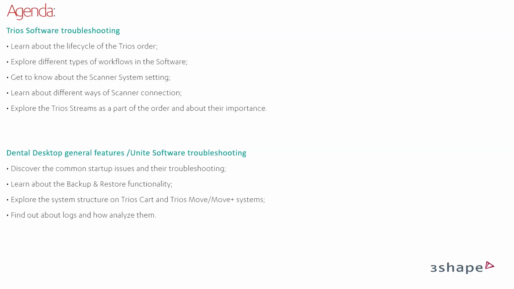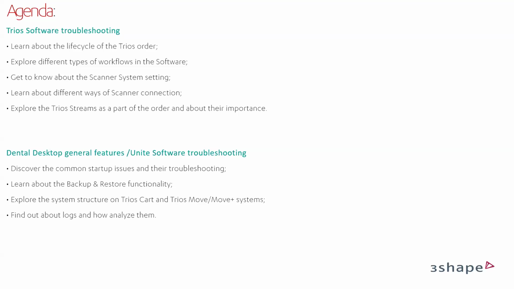The second part is dedicated to Dental Desktop. It's the previous kind of software that we have. We will cover some general features and also check some Unite software troubleshooting. We will discover some startup features and how to provide our customers with relevant troubleshooting when they have such issues. Also, we will learn about backup, what kind of backup we can make, why it's important for us, and how to restore the backup.